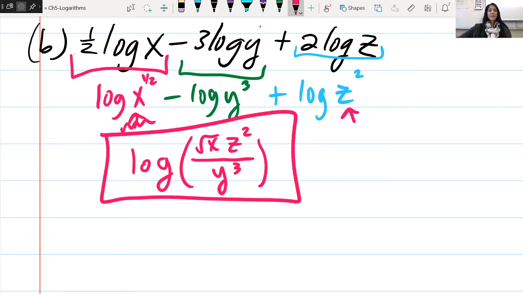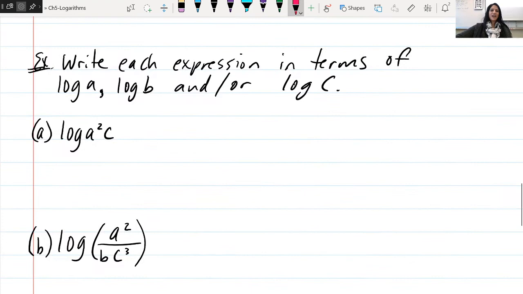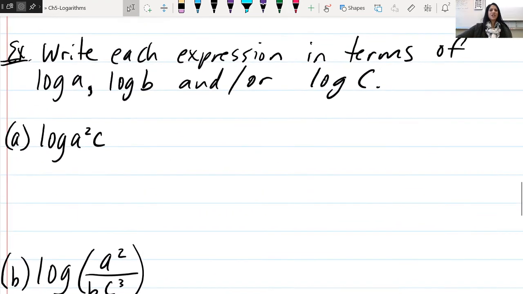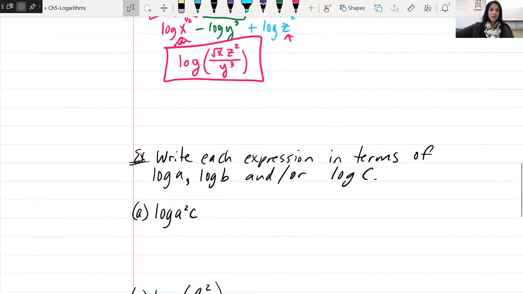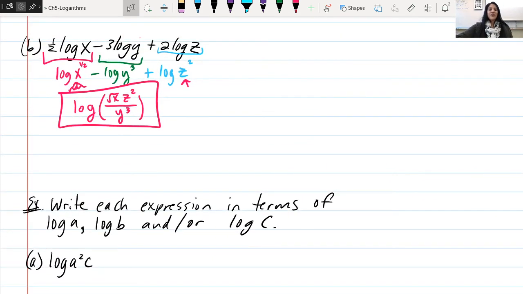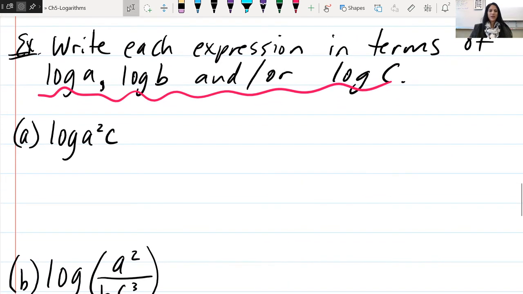So far, so good? This is the stuff that makes people cry and have breakdowns. We're good? Good. Okay, so how about this? Write each expression in terms of log A, log B, and/or log C. So this is doing the opposite. If I compare to what we just did, we are now starting with a single logarithm, and it's asking you basically to separate them. Does that part make sense? So we're going backwards. We're doing the opposite of what we just finished doing.